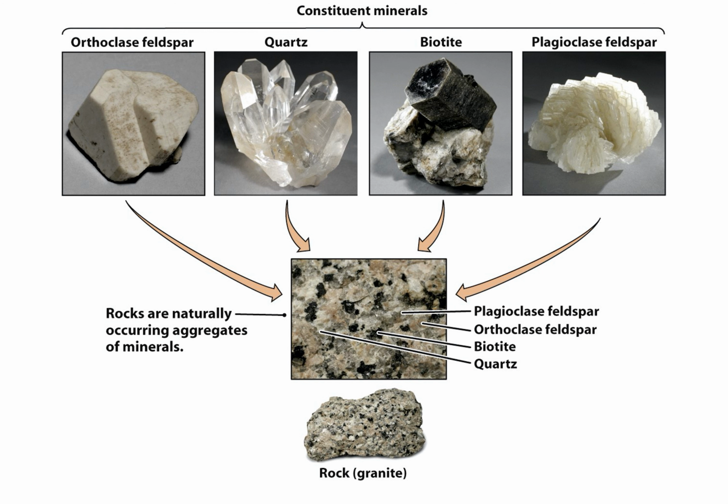And the rock is then a natural aggregate of minerals. Here, in this case of the granite, we have plagioclase feldspars, orthoclase feldspars, biotite and quartz. And in the picture below we have the granite, the rock itself, how it occurs in nature.